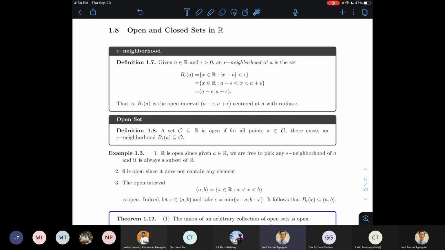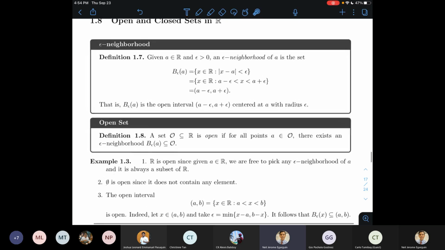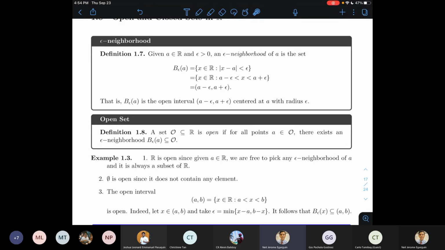So this section is devoted on defining what open and closed sets in the set of real numbers are. Sa topology yata mas generic yung kinonsider yung open and closed sets. Pero luckily for us, we are only interested with open and closed subsets of R. Okay. So we have definition 1.7. So here we define what an epsilon neighborhood of a real number A is.